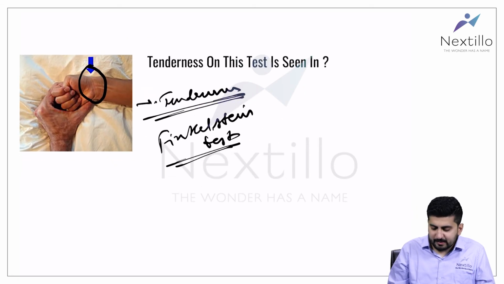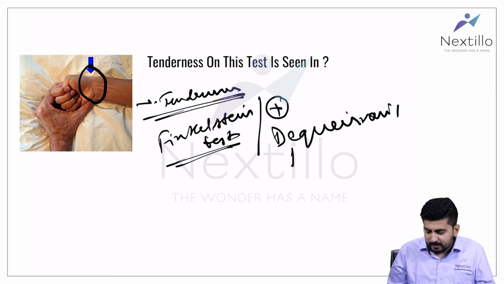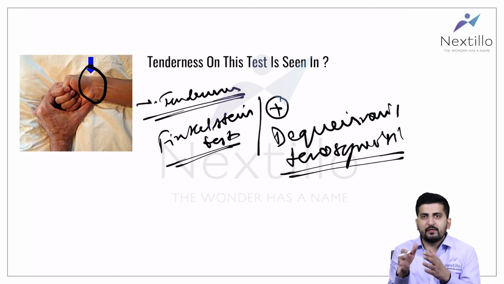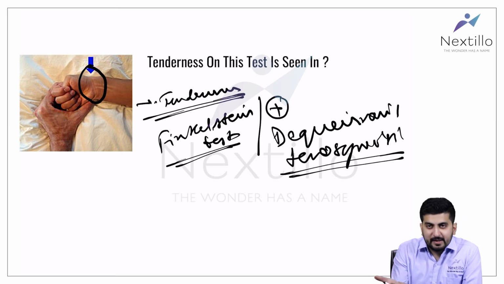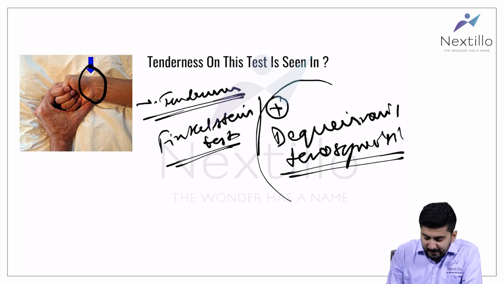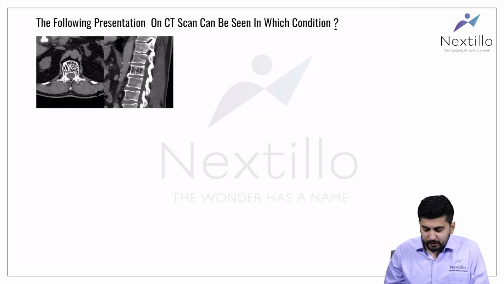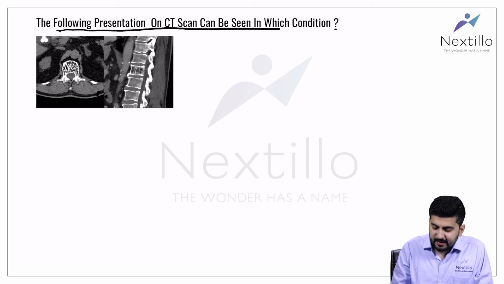And this test is positive in cases of de Quervain's tenosynovitis. So this test is basically the Finkelstein test, and it is painful and tenderness is elicited in cases of de Quervain's tenosynovitis. Coming on to the next question, here it is asked, the following presentation on CT scan can be seen in which of the following conditions?